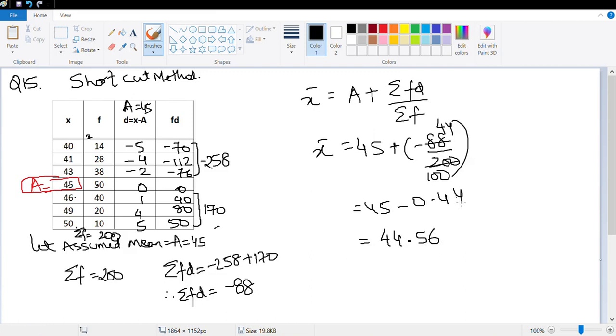44.56. Therefore, the mean is 44.56. What do they want? They want the answer correct up to 1 decimal place. Therefore, mean will be equal to 44.6. They want my answer up to this place. I look at the next number. If it is 5 or more, I add 1. So this is my answer. Perfect. That finishes this exercise for me.